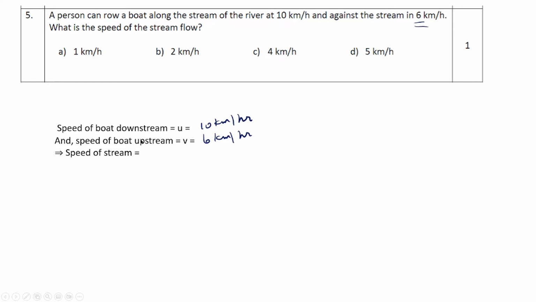We usually give the notation as u and v for this. So, the speed of the stream is given by u minus v by 2. So, it is 10 minus 6 by 2, 4 by 2, which is 2 km per hour. The correct option is option B.